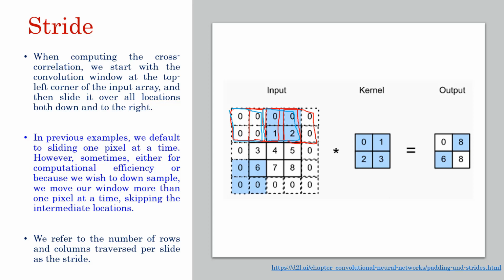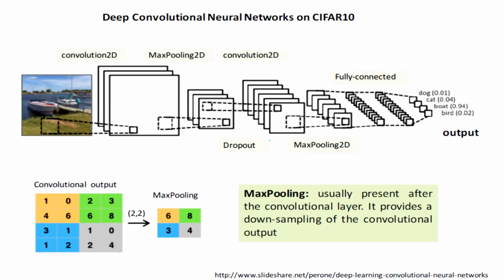So padding increases the boundary of the image by zeros, and stride is, instead of moving 1 step of the sliding window, we can move 2 steps or 3 steps, and that's what we call stride S.